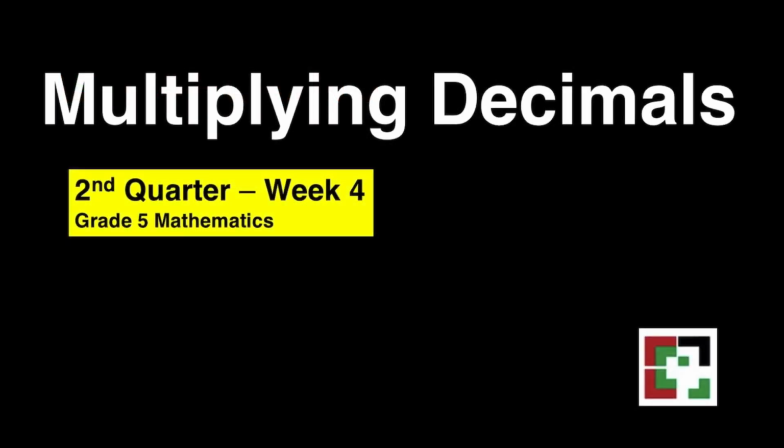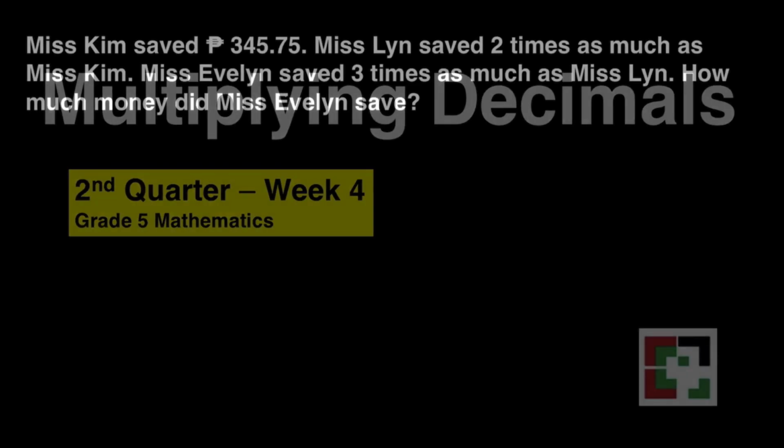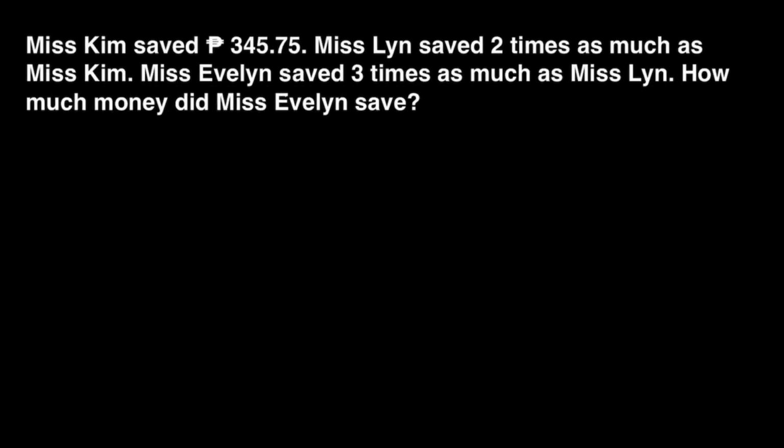This video is all about multiplying decimals. We have the first example here. Miss Kim saved 345 pesos and 75 centavos. Miss Lynn saved 2 times as much as Miss Kim. Miss Evelyn saved 3 times as much as Miss Lynn. How much money did Miss Evelyn save?